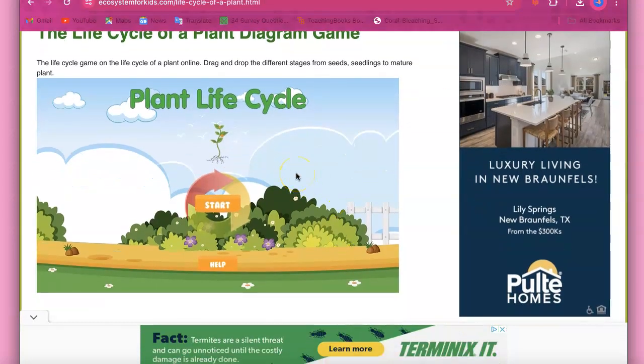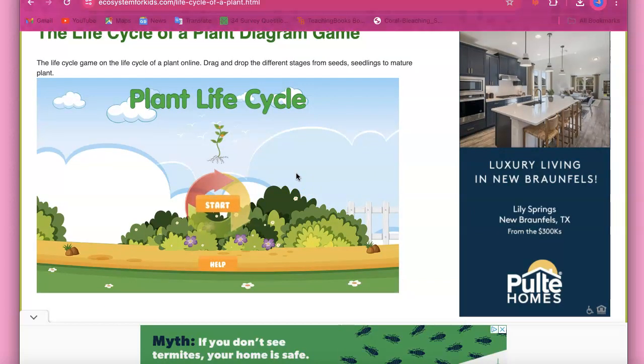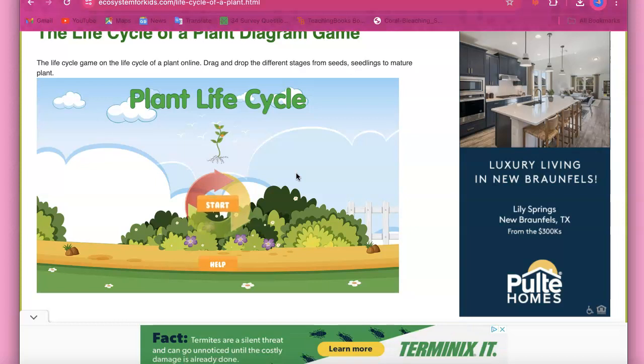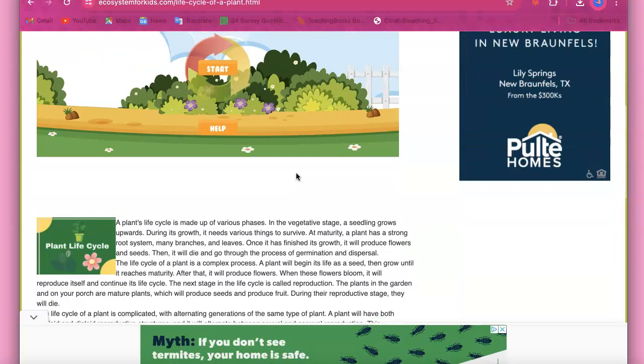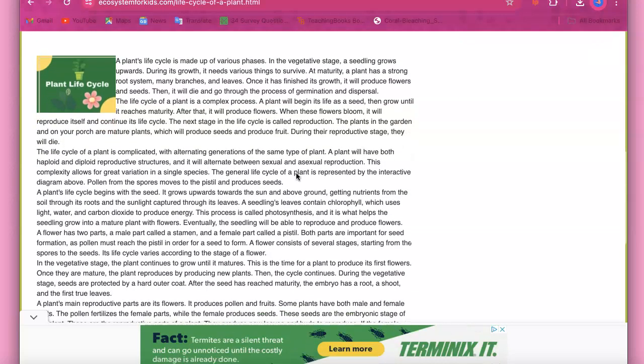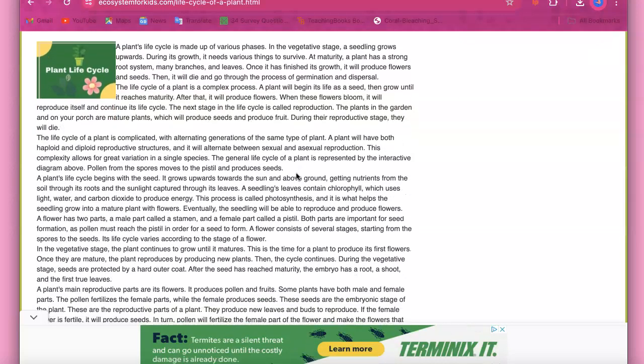The life cycle game on the life cycle of a plant online. Drag and drop the different stages from seeds and seedlings to mature plant. So first, let me give you a little bit of background. A plant's life cycle is made up of various phases. In the vegetative state, a seedling grows upwards. During its growth, it needs various things to survive. At maturity, a plant has a strong root system, many branches and leaves.